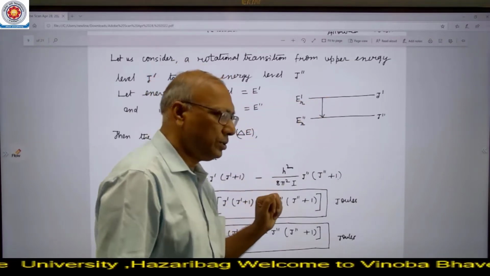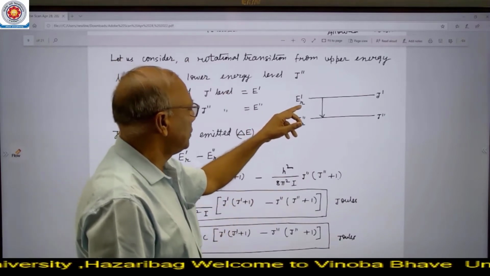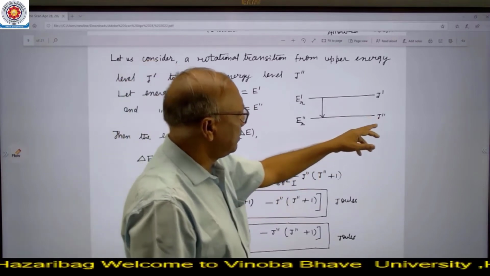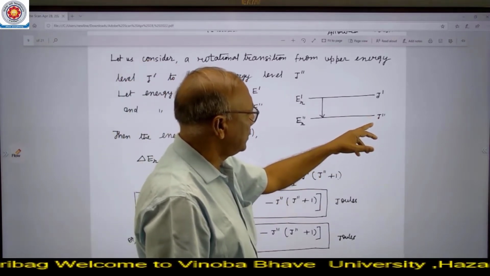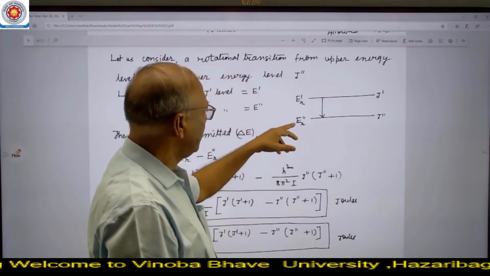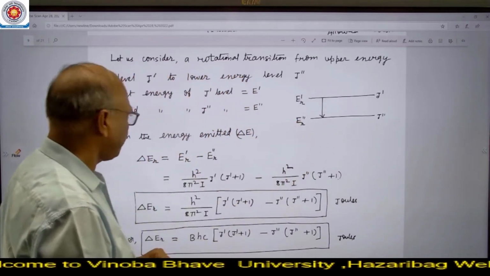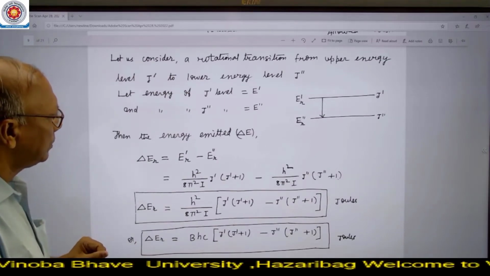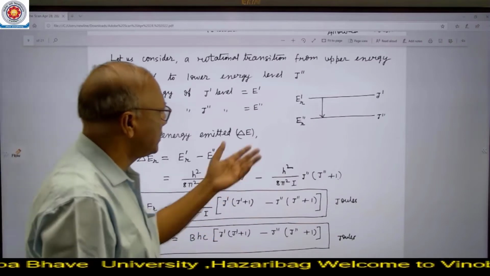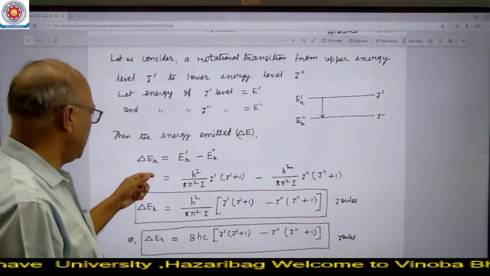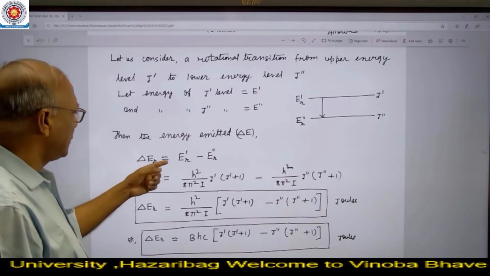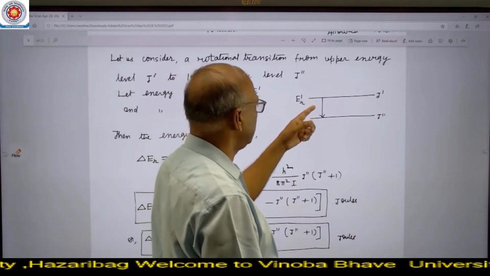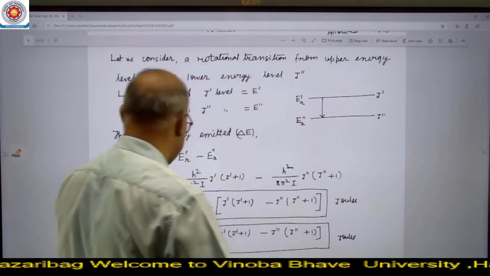R is written for the notation of rotational energy level. Similarly, the energy of J double prime, that is the energy of the lower rotational energy level, is given by E double prime R. Now, if you want to know what will be the energy change when this transition takes place, that will be equal to delta E equal to E prime minus E double prime. That is the energy of this energy level minus the energy of this energy level.